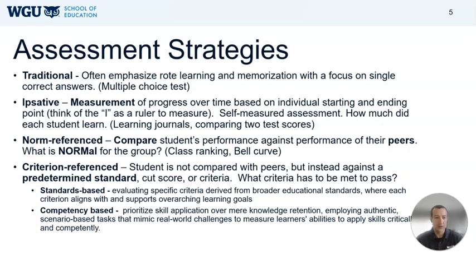So we can do this by using things like learning journals where we're reading through at different dates and times and seeing that progression of learning. Or we might compare two test scores like a pre and a post test, and then we're after that change that is occurring in the middle, how far our students have come.